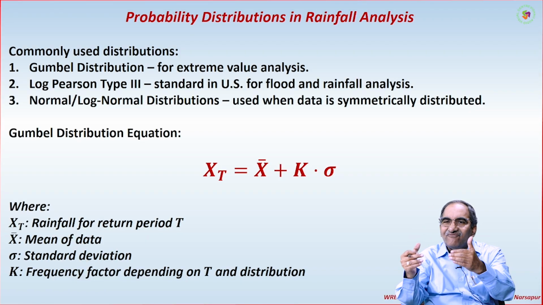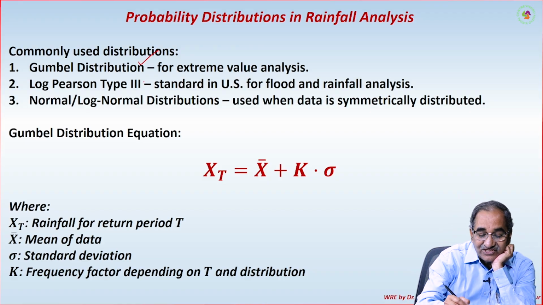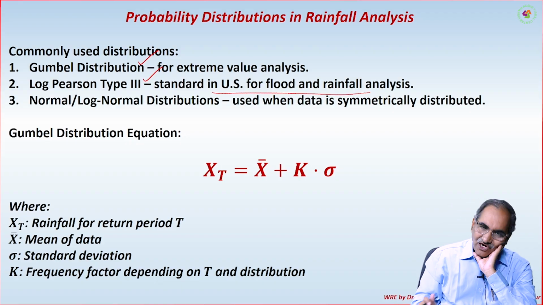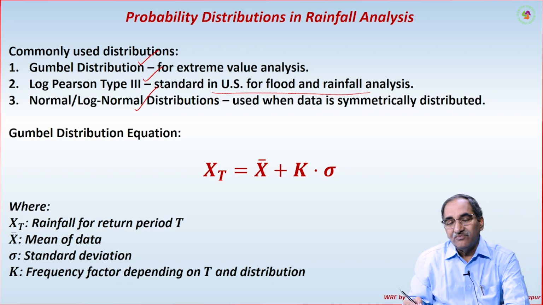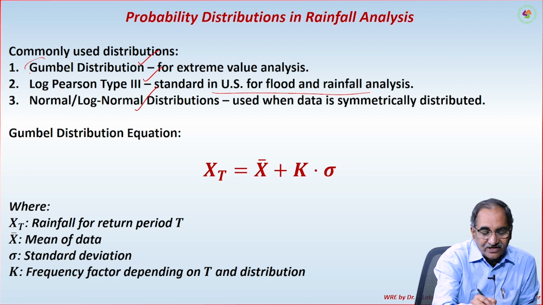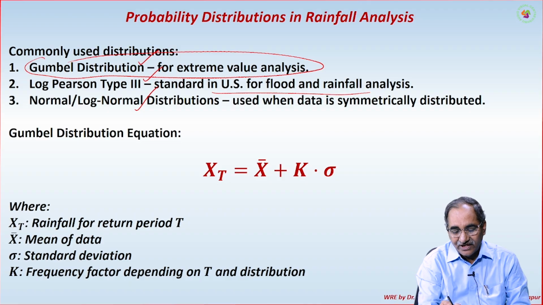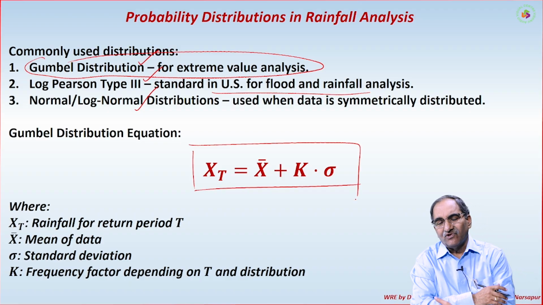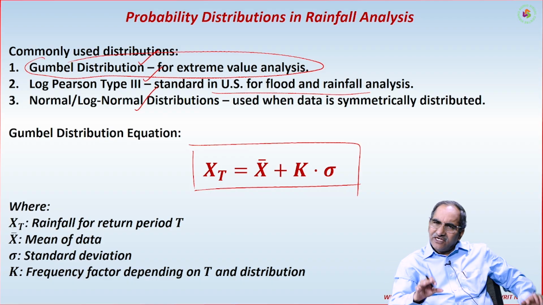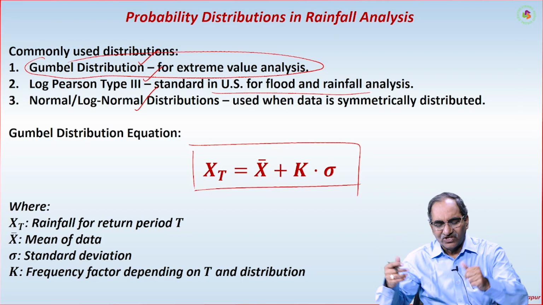In order to make the rainfall distributions, we have 3 methods. One is Gumbel's method, the second one is log Pearson type 3, which mainly the US is using, and the third is the normal or log distribution, which can be used when the data is uniformly distributed. But right now we are using only Gumbel's distribution. That is the only thing which I take. What is Gumbel's distribution? It is a statistical analysis, purely statistical, only expectations, only visualizing into the future.